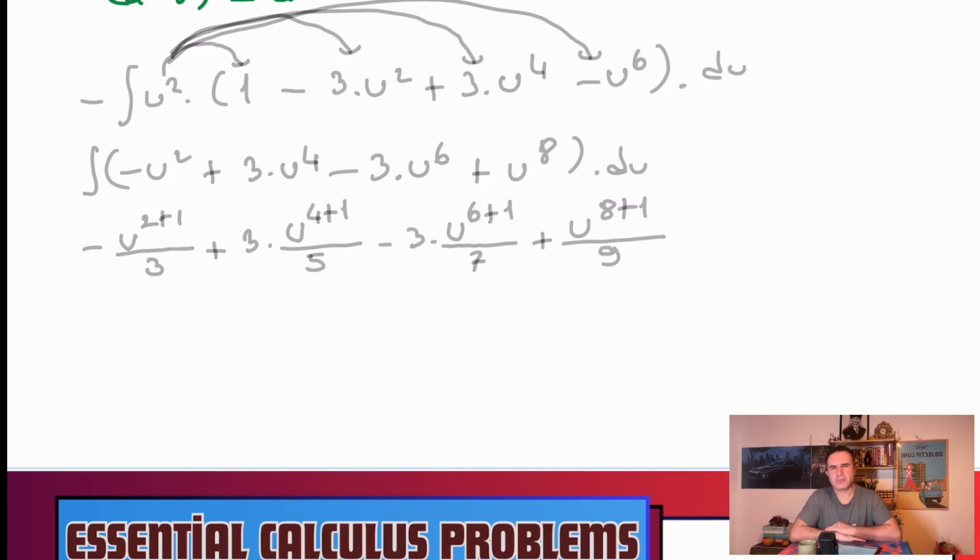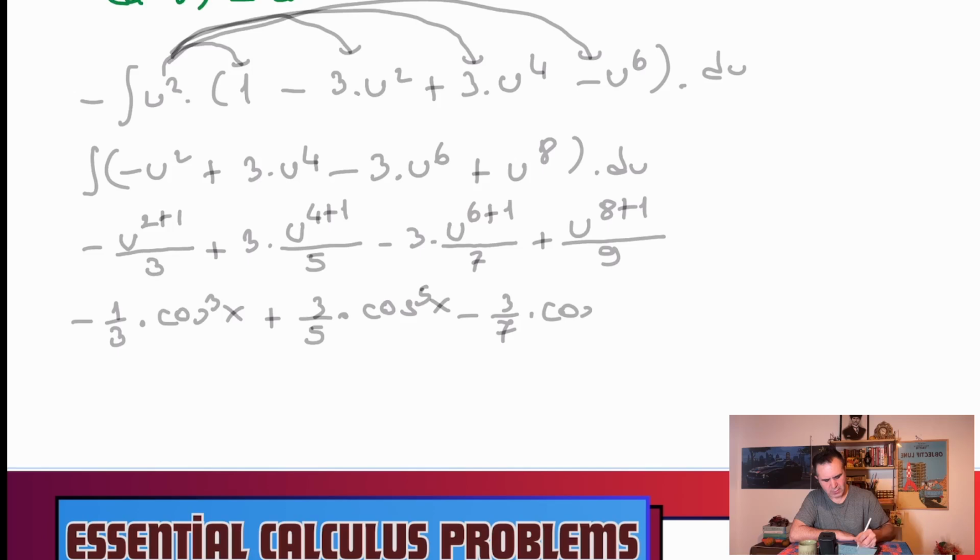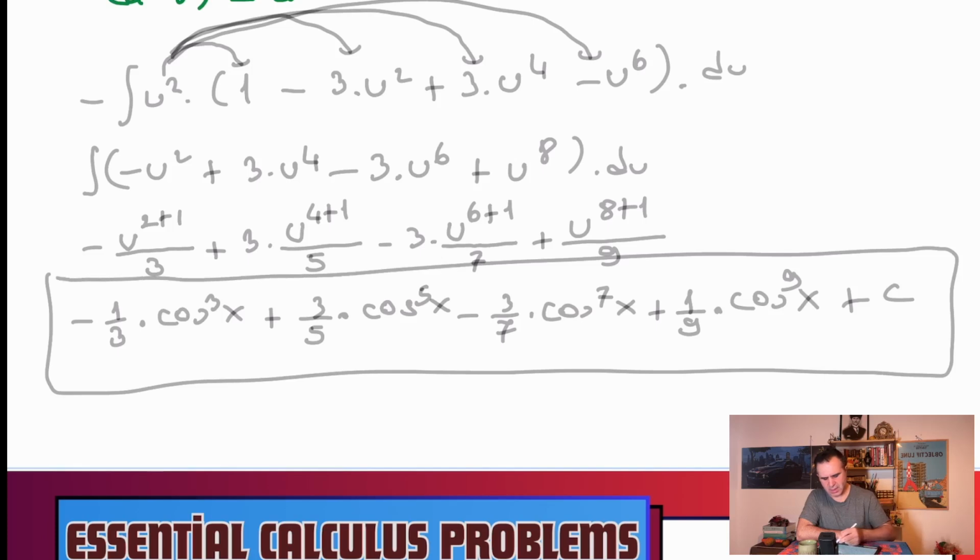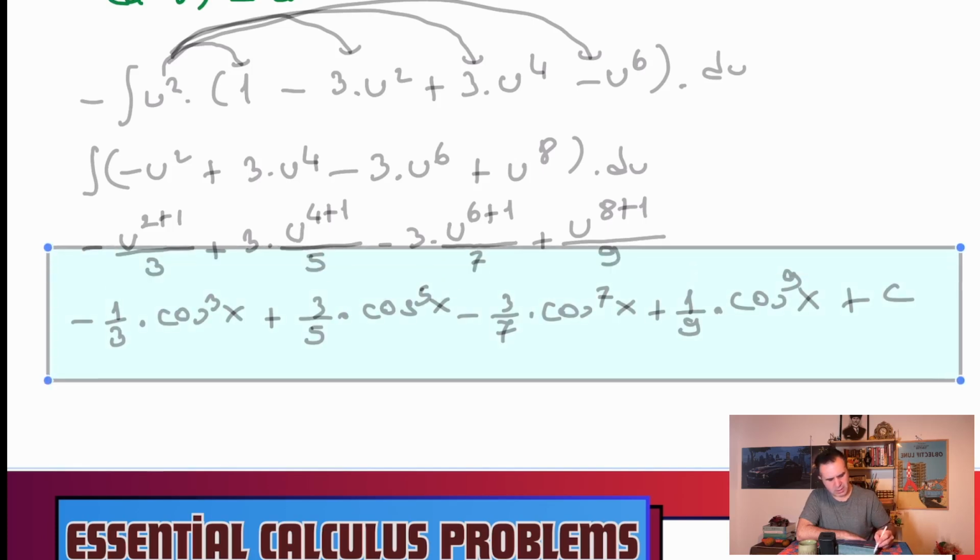Now we said that cosine x is u, then the integral is 1 over 3 times cosine cube x plus 3 over 5 times cosine to the power of 5x minus 3 over 7 times cosine to the power of 7x plus 1 over 9 times cosine to the power of 9x. And since the integral is an indefinite integral, we add a constant c here, and the answer is this.